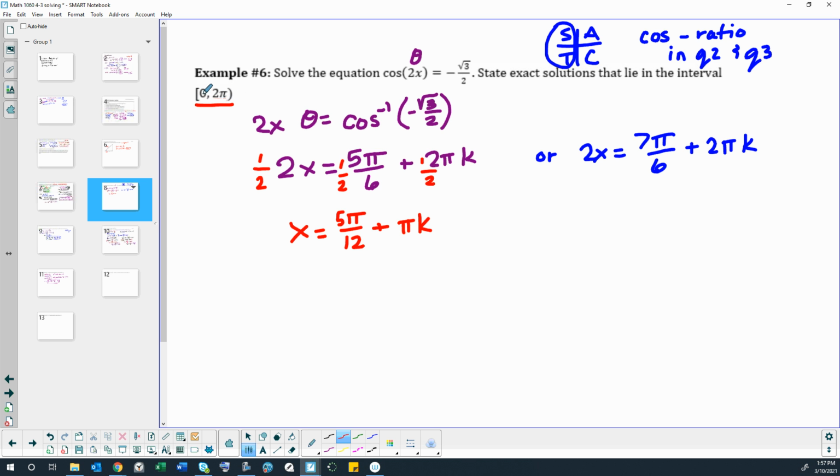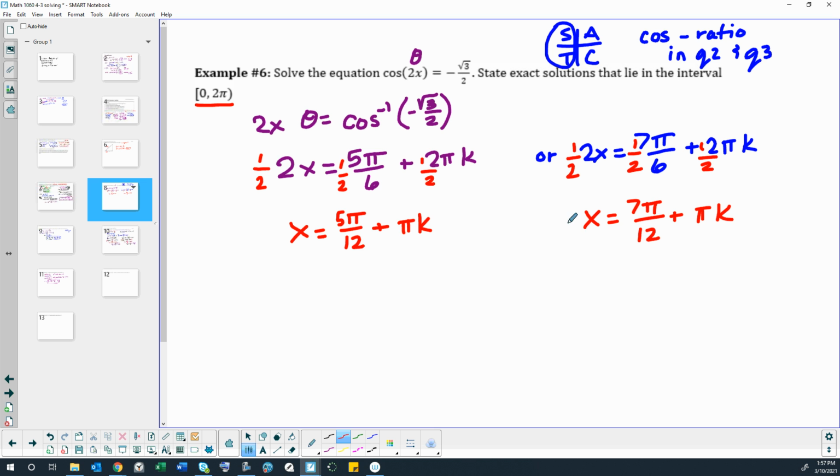Notice how it's just asking us to find the answers from 0 to 2 pi. So I'm answering this question as though I need to find infinitely many answers. But that's important for us to be able to find all of the answers from 0 to 2 pi. So just let me get there and you'll see why I've tacked this on. Okay, next, with 2x equals 7 pi over 6 plus 2 pi k, we're going to multiply everything by 1/2, divide everything by 2. So that would be x equals 7 pi over 12 plus pi k.